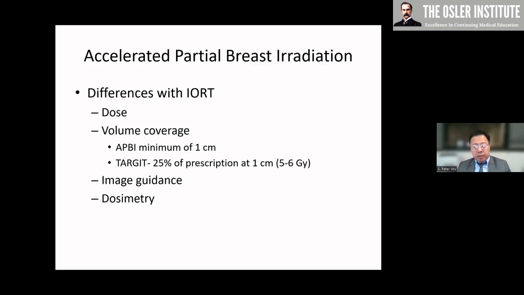It can be done with a balloon. I believe the company is called MammoSite or Contura. Essentially you put a balloon into the lumpectomy cavity, you fill it with saline, and there are various catheters you can hook up. Apologies. What am I saying? I'm talking about brachytherapy. IORT is done within the operating room using special machines that are outfitted with electron or photon heads, and it can be done with image guidance as well.